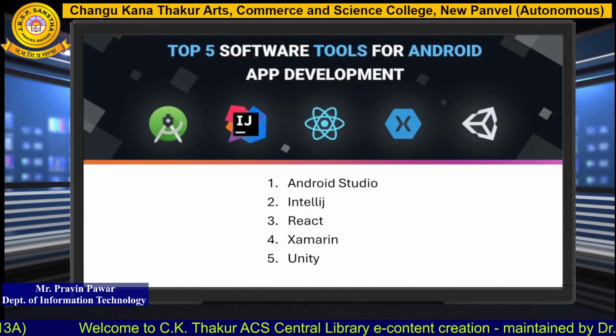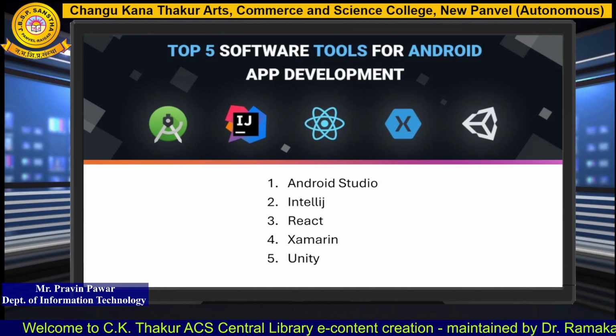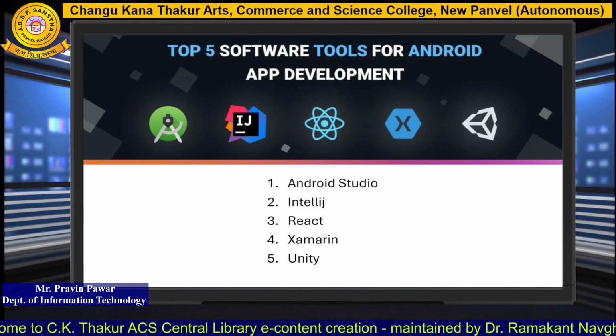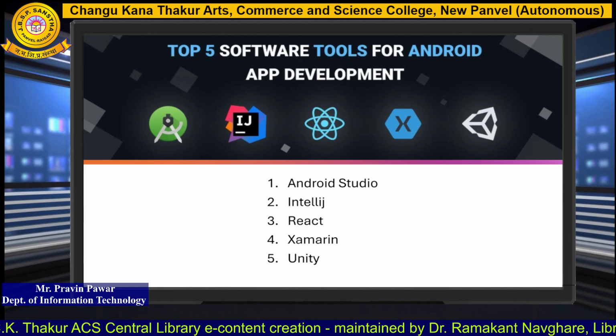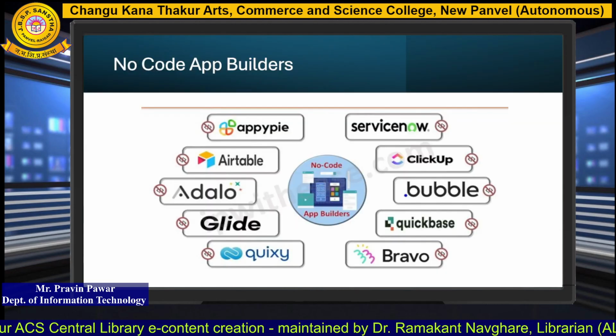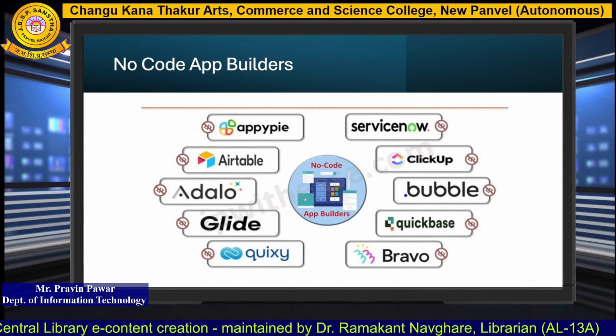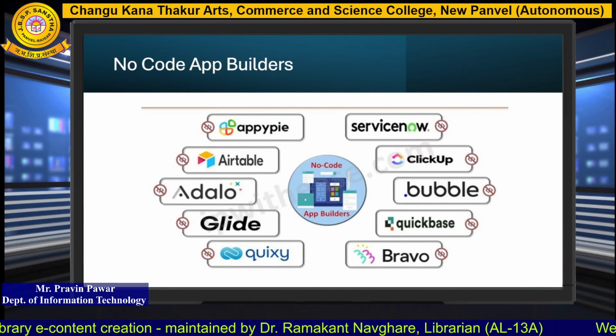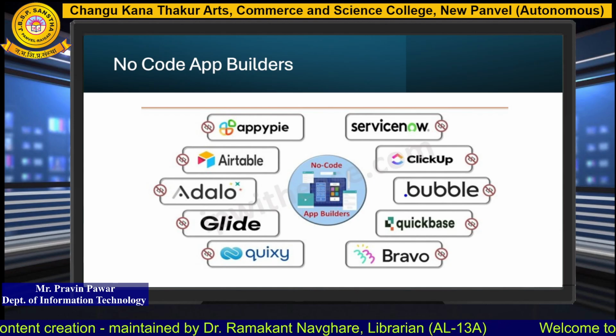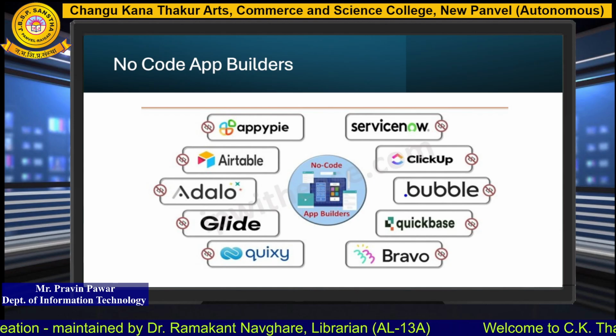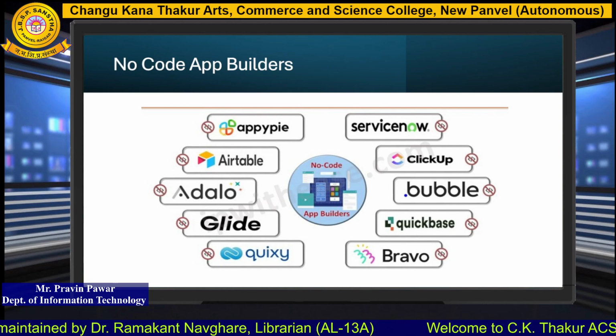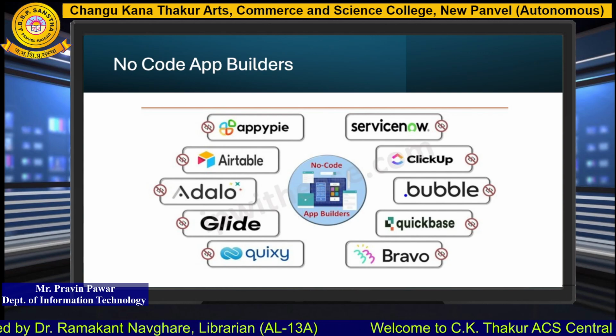These are the software tools by which you can develop applications: Android Studio, IntelliJ, React, Xamarin, and Unity. These are the different tools. If you don't want to write any code while developing the application, there are code-free app builders. You can visit these applications, and without doing any coding, you can design your own application.